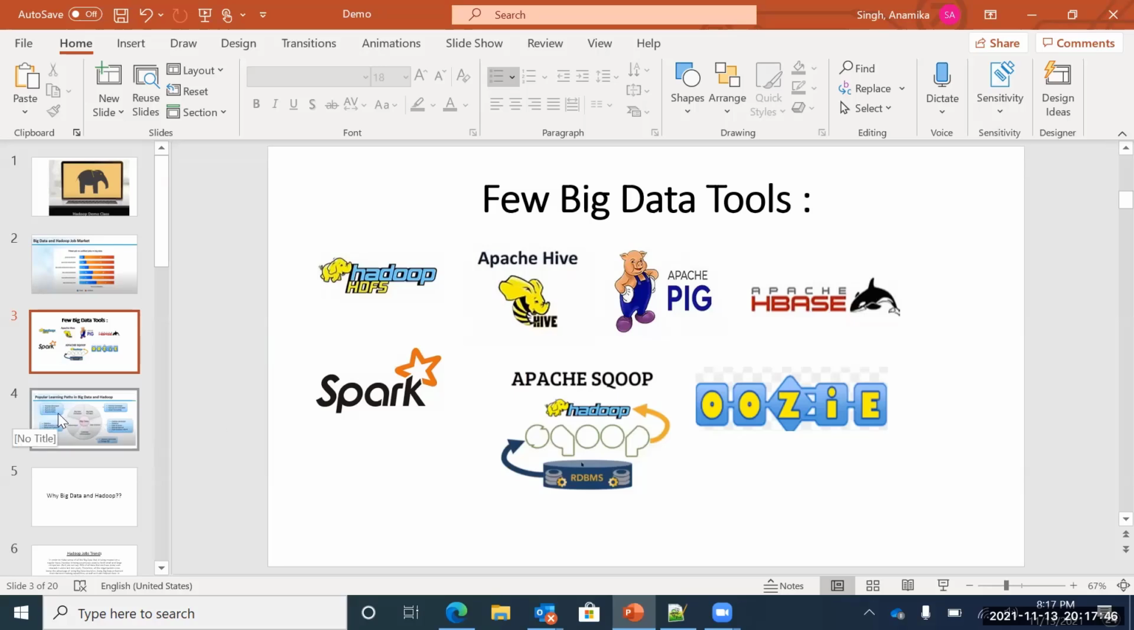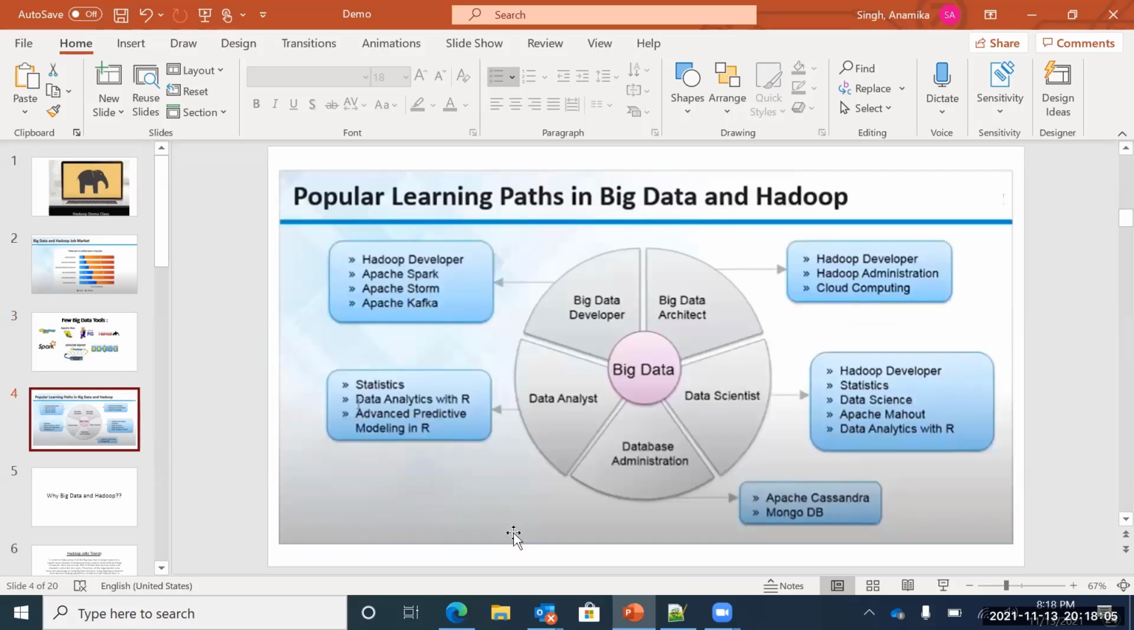Please just stop me if you have any question or if you want to ask something. Then we can see that. I had one question. Yes. Which field is good, Hadoop development or Hadoop admin?